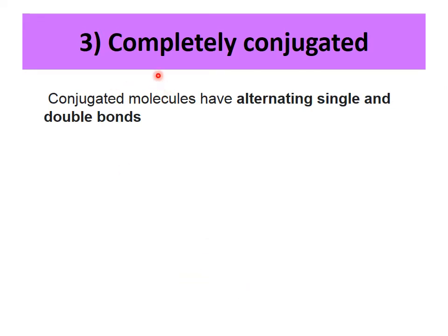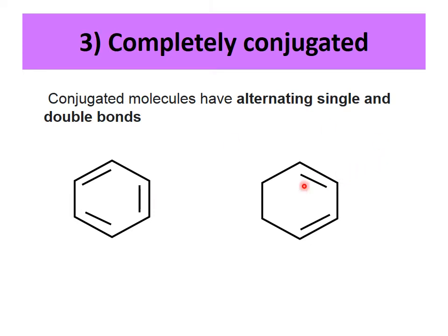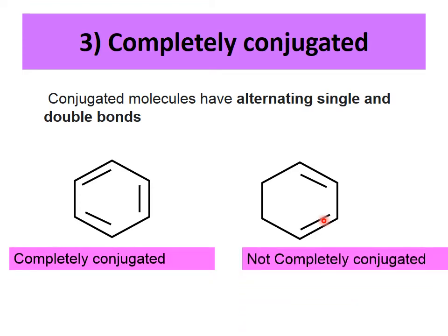So the third criteria, completely conjugated. Completely conjugated means that the molecule will have alternate single and double bonds. In benzene, you can see the structure: a double bond, single bond, double bond, single bond, double bond, and a single bond. So they are alternate. In the other structure, I have a double bond, double bond, and then 3 single bonds. So they are not alternate, so it is not considered completely conjugated.